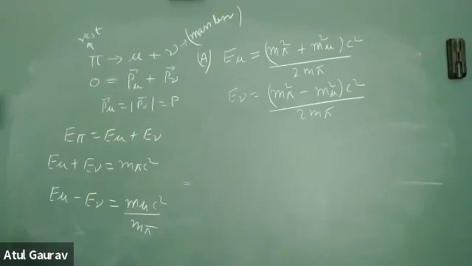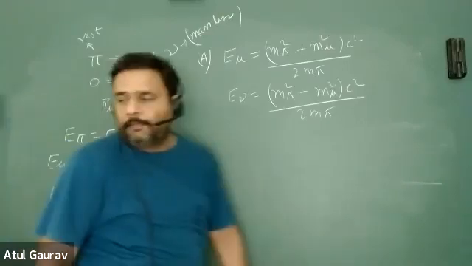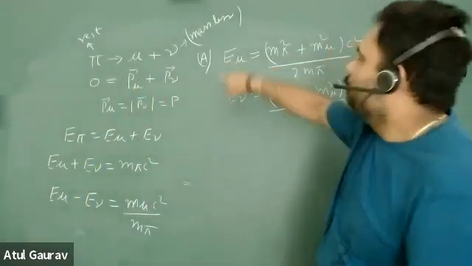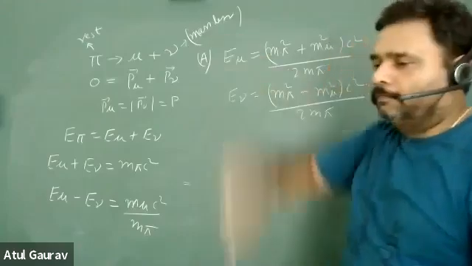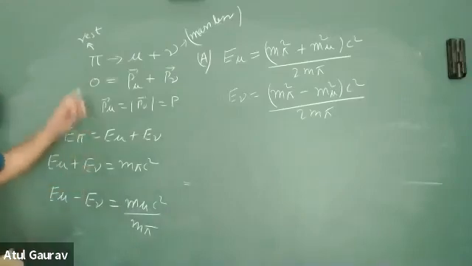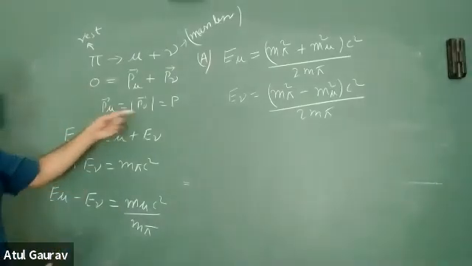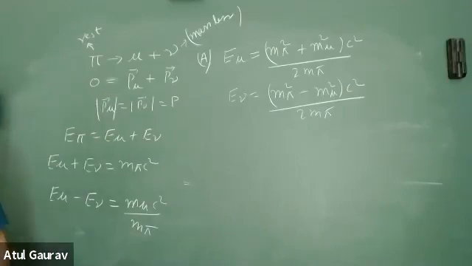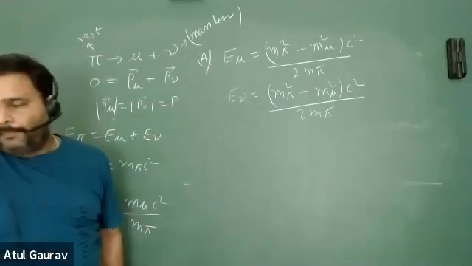Okay. So let's go for the next one. Now we have to find the magnitude of momentum. The momentum of mu is equal to the momentum of nu. Yes, because we have the equation that momentum of mu is equal to momentum of nu. The magnitude will be the same. So which equation are you going to solve?